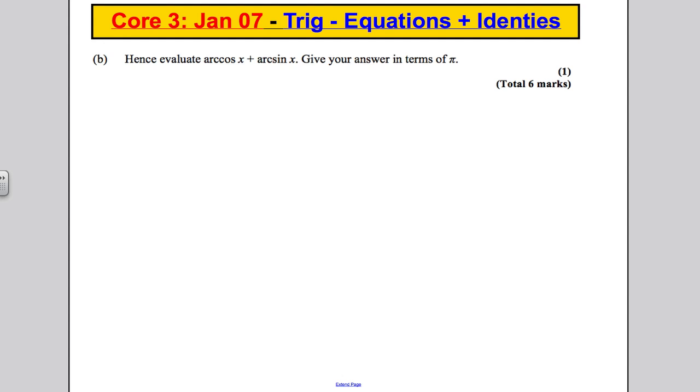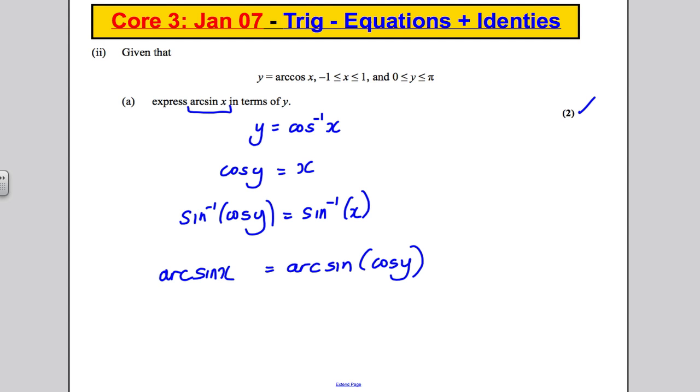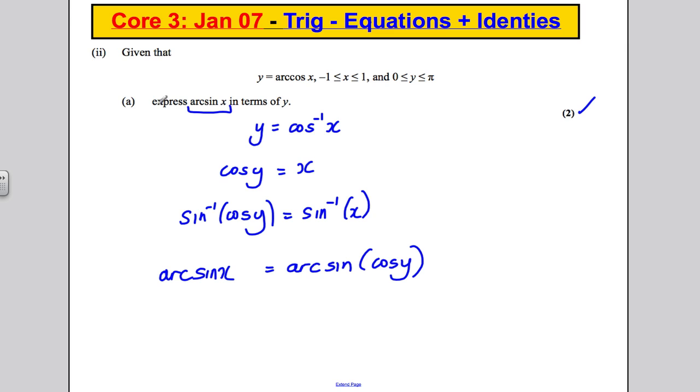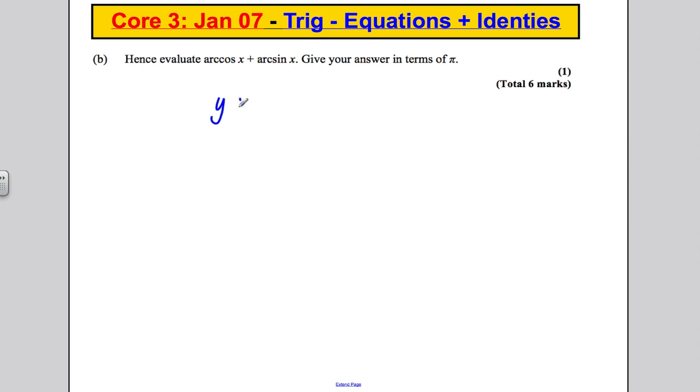And hence evaluate arc cos x plus arc sine x. Well, from the previous part, we've got arc cos x and arc sine x. Arc cos x is y. Arc sine x is arc sine cos y. Plus arc sine cos y.